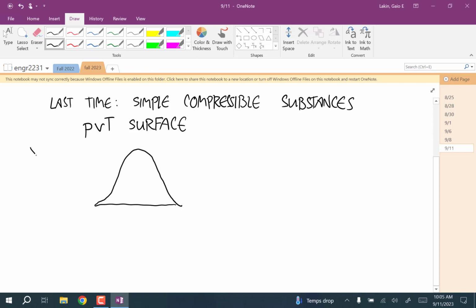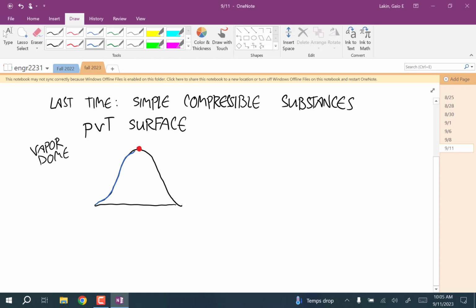This thing is called the vapor dome, and it looks roughly like that from a few different projections. And this had a critical point up here. Mainly we're going to stay below the critical pressure and critical temperature, so that's not too much of a concern to us.